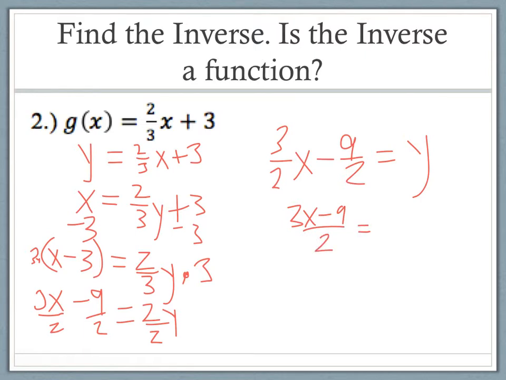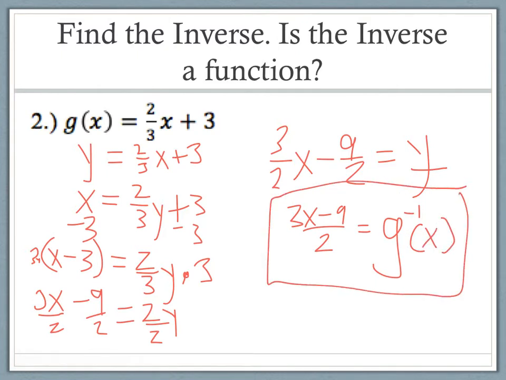And now we have to make sure we didn't start with a y, so we need to put this as a g inverse of x. Since we did the inverse, we have to rewrite it of what we started with. All right, and our next part is just to tell is it a function or not. If I look, this is just going to make a line since it's just an x. There's no square root or anything like that, so we know it's going to make a line, so it's going to pass the vertical line test.